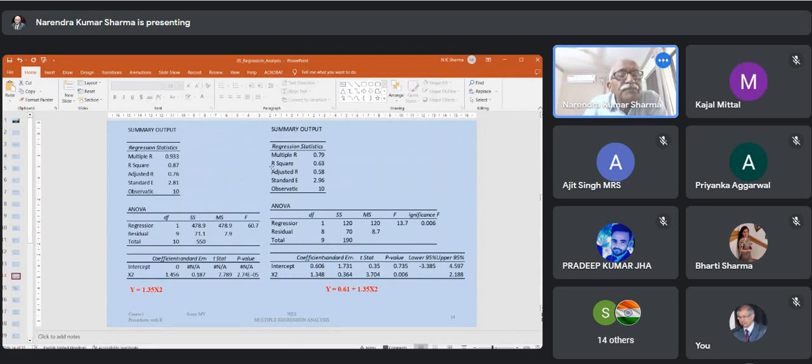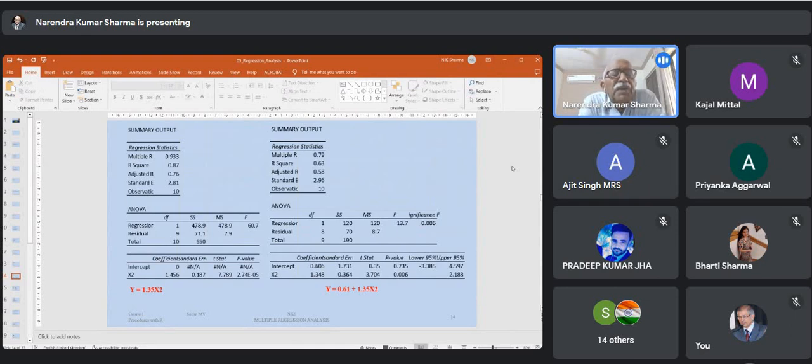You can see that multiple R is 0.933. These are the regression statistics. And R square is 0.87. So an R square of 0.87 means that the model is strong. There is a strong relationship, because it says that about 90% of the variance in Y is explained by x2, the variable 2. Normally, we should report adjusted R.